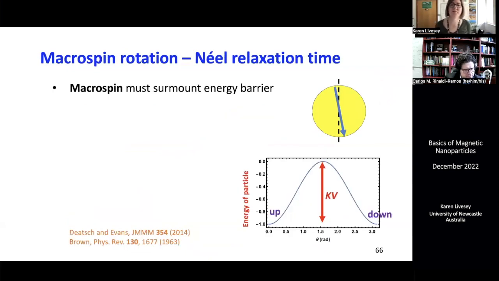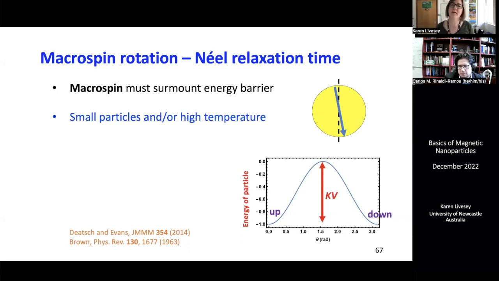Okay, so let's delve into Néel relaxation in some detail. Remember, this is the macrospin rotation. From last time, we know that there's an energy barrier that needs to be surmounted going from up to down. I've just drawn it very simply here. There's actually no applied field here, and so the up and the down direction have equal energies. So we have to surmount that barrier.